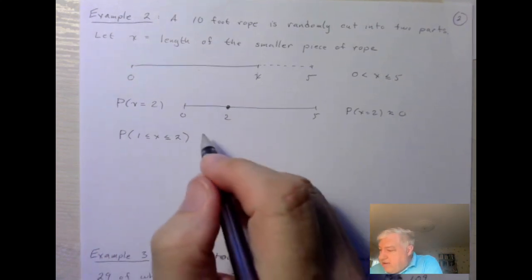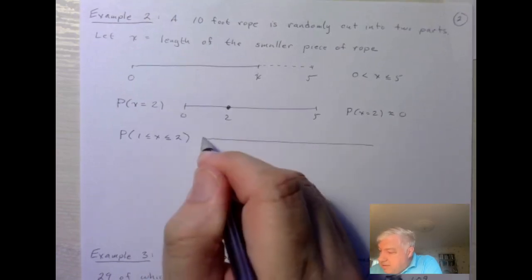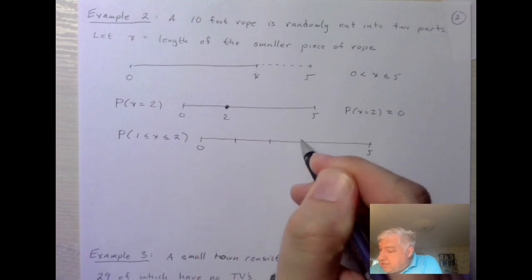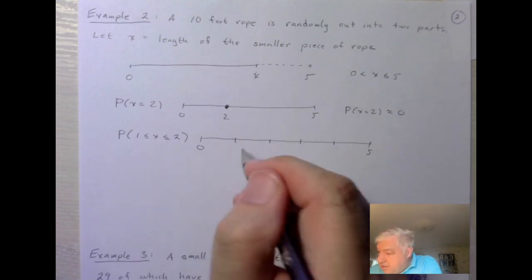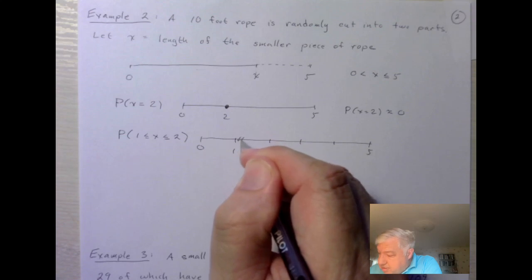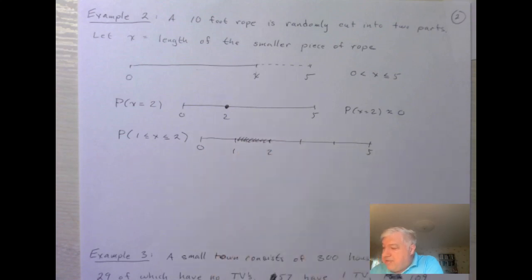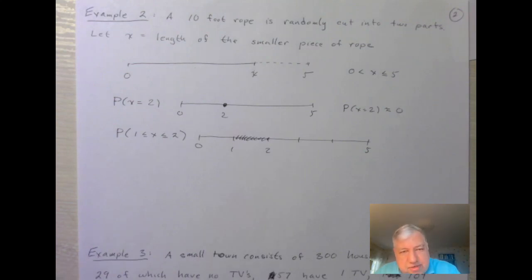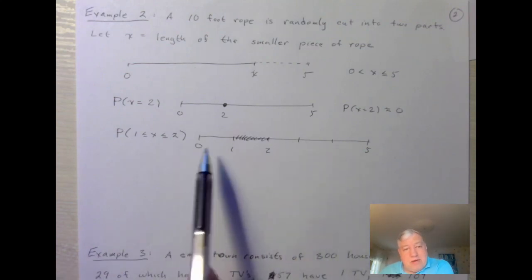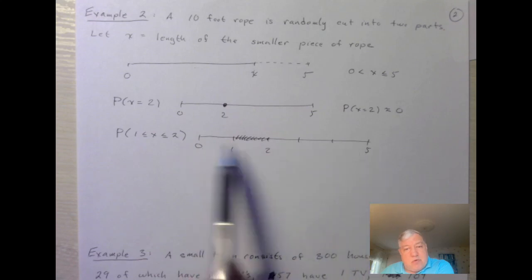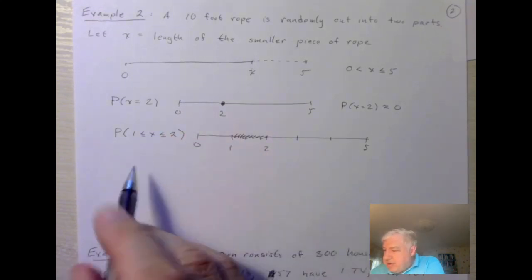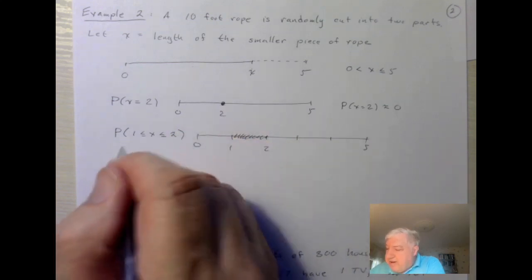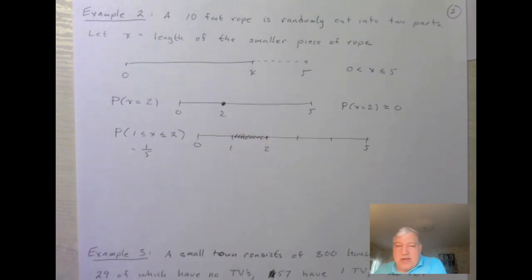Okay. Then if we talk about that, so here's 0 and here's 5. Here's 1, here's 2, here's 3, here's 4, and 5. So here's 1 and 2. And basically now we're talking about the probability that x is in this range. And we can see that this interval is about 1/5 of this whole interval here. So we could say the probability that x is in this range is actually 1 out of 5. So we can say that this is equal to 1 out of 5.